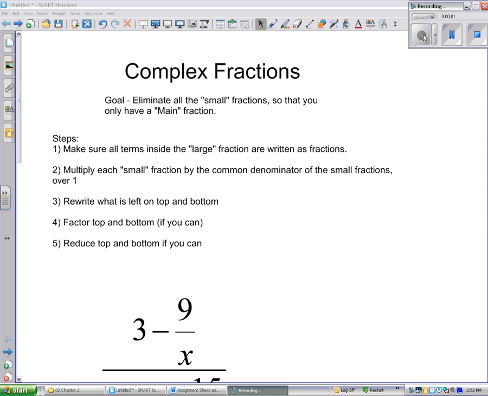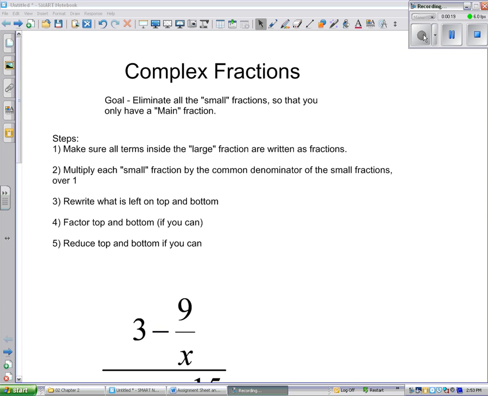Today we're going to simplify complex fractions. A complex fraction is a fraction whose numerator and denominator are also fractions. Essentially, you have fractions within fractions. Our goal is to eliminate all the small fractions so you only have a main fraction remaining.